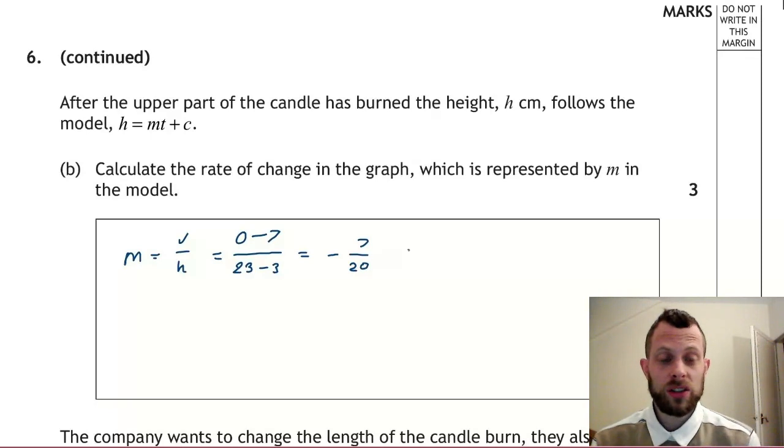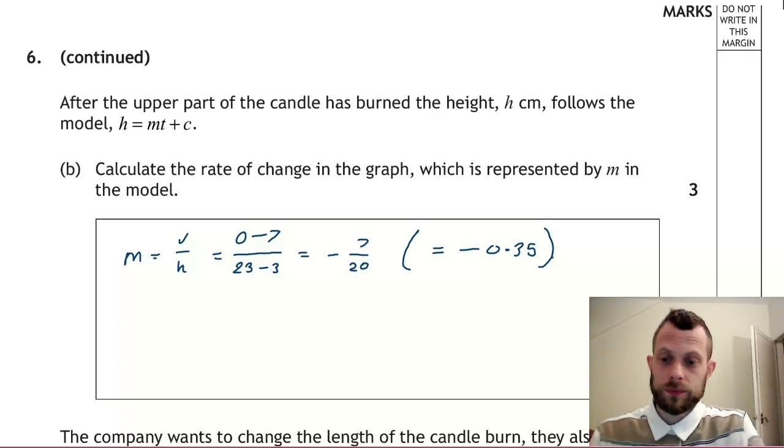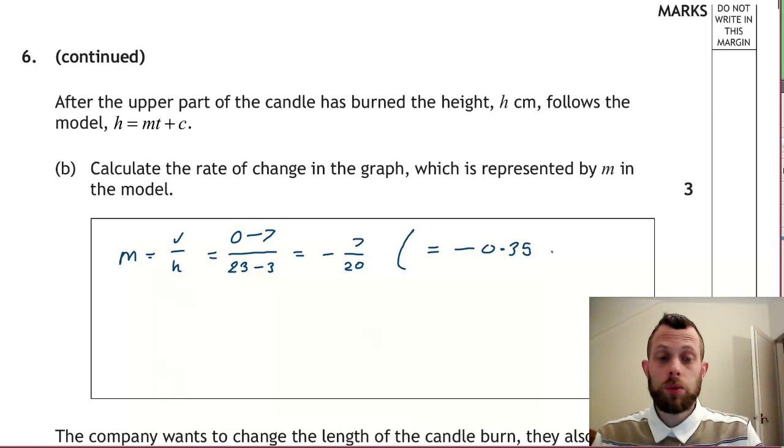Now in the marking scheme you could have just said 7 twentieths. It is a change of 7 twentieths centimeters per hour, although it is nice as a decimal, 0.35, and units. You need to have units. Minus 0.35 centimeters per hour. And that's part B done.